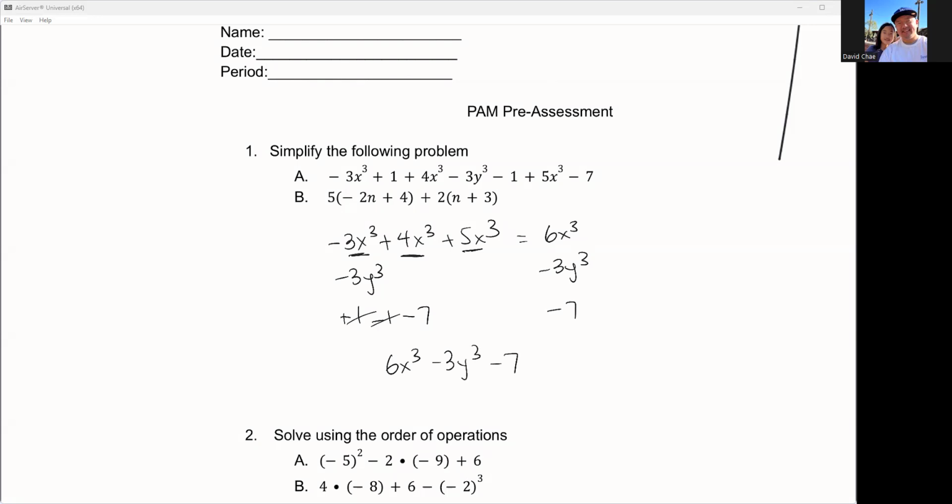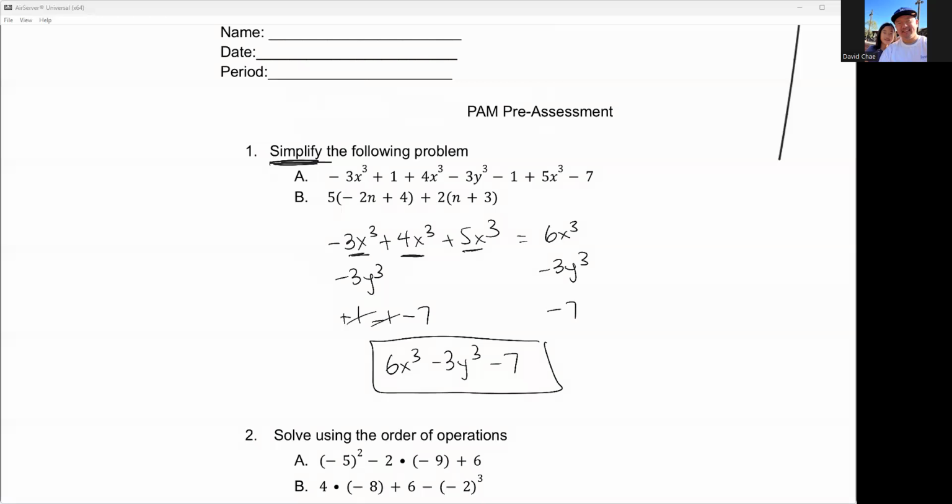By the way, when you're trying to simplify, you are not solving for anything. You're just trying to condense everything as much as possible. Just remember that. You're trying to make it easier for you to understand.